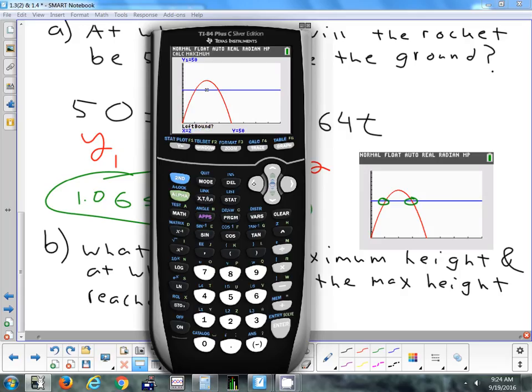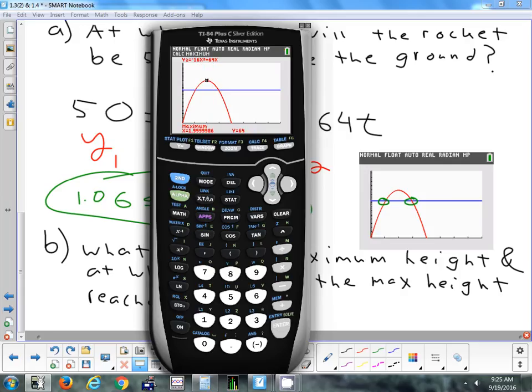Well, first of all, I'm on the wrong graph. I don't want to be on the line. I want to be on the parabola. So I hit my up arrow, so now I'm on the thing that I want to deal with. Pick a point somewhere to the left of your maximum, hit enter. Okay, pick a point somewhere to the right, hit enter. There's only one maximum in between those two dotted lines, so the guess doesn't really matter.